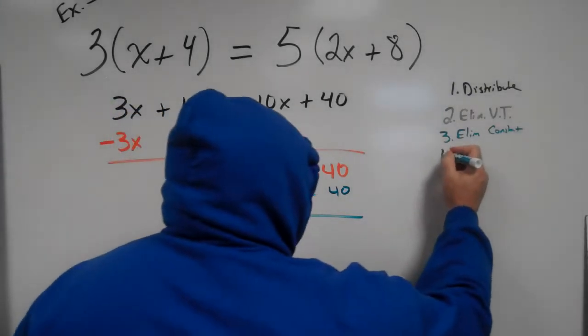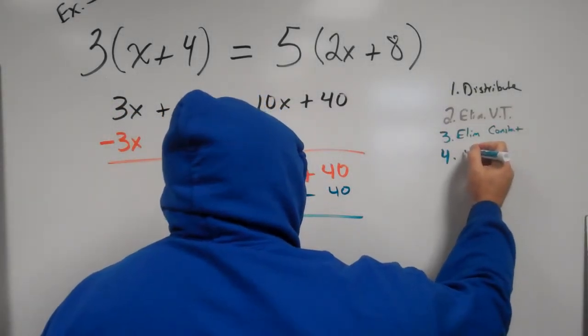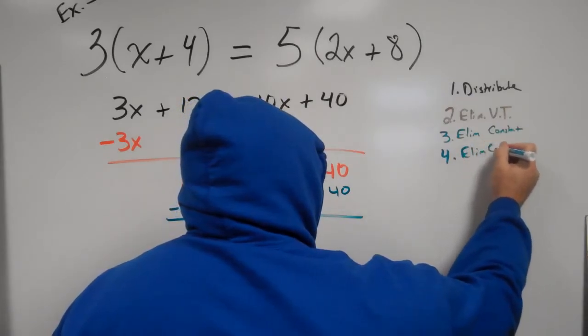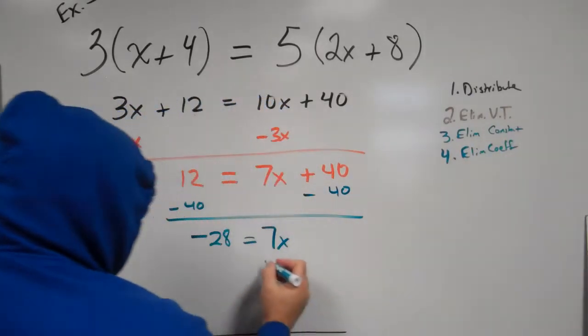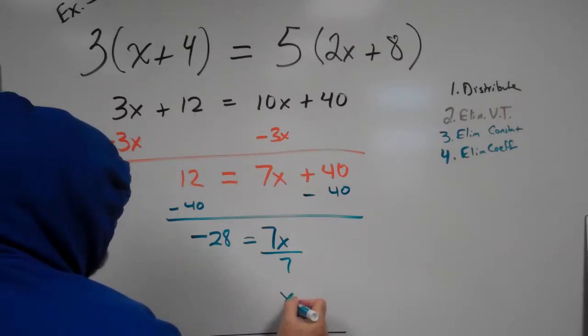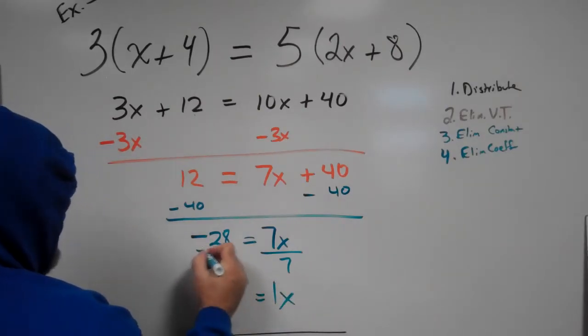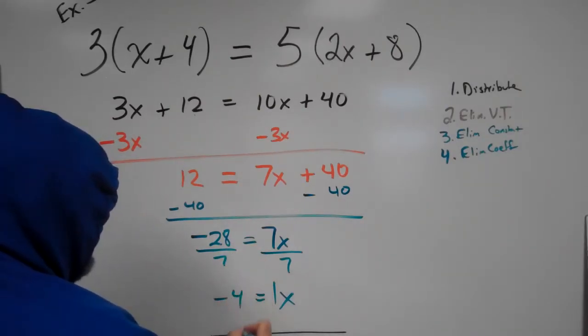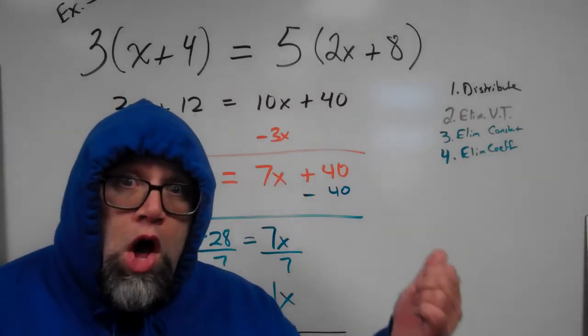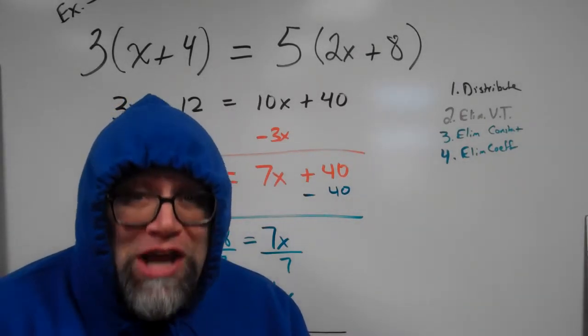Now we're down to our last step. We got our 1 step. We want to eliminate that coefficient. Divide by 7, which is going to give us 1x. And divide by 7, which is going to give us negative 4. Woo! Now, let's check it.